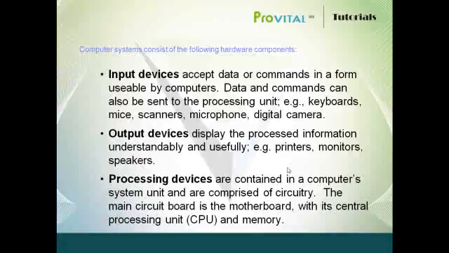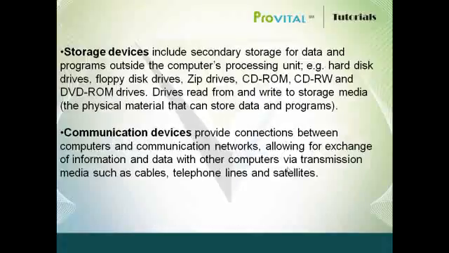Processing devices are contained in the computer system unit and are comprised of circuitry. The main circuit board is the motherboard with its central processing unit, that is called CPU, and memory. Storage devices include storage for data and programs outside the computer's processing unit. Example: hard disk drive, floppy disk drives, chip drives, CD-ROMs, CD rewritables, and DVD-ROM drives. Drives read from and write to the storage media, the physical material that can store the data and programs.